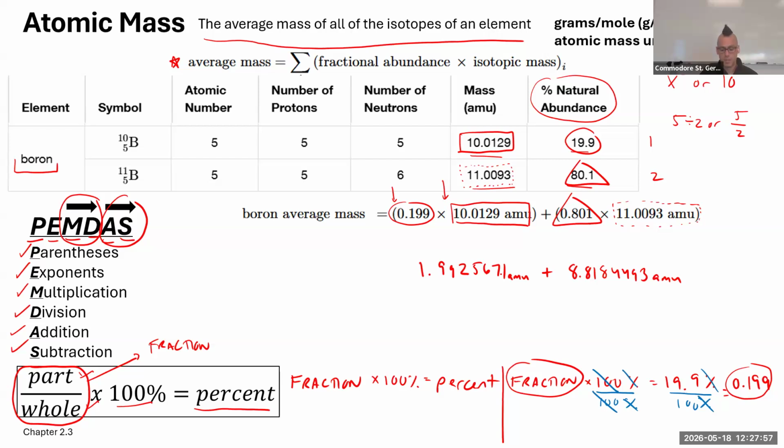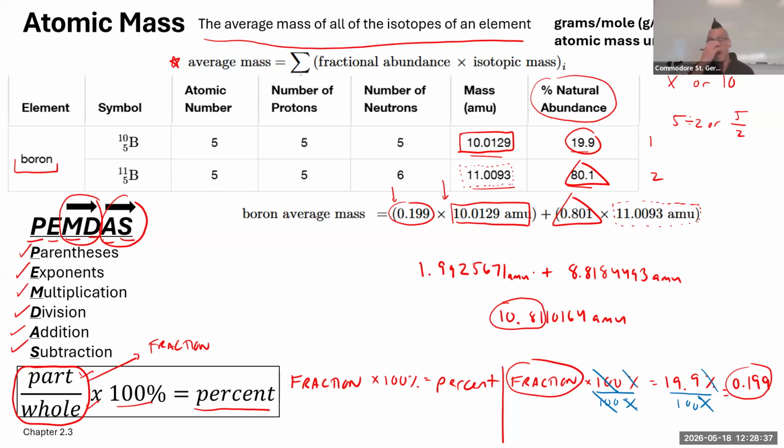1.992567 plus 8.8184493. I got 10.8110164. All right. So again, we did parentheses first, and then we did addition because that's what was left, right? We're going to go in order. So parentheses, exponents, multiplication, division, addition, subtraction, and this is what we ended up with. AMU. Okay. If you look on your periodic table, they're only reporting this number here. Now we have to figure out why.